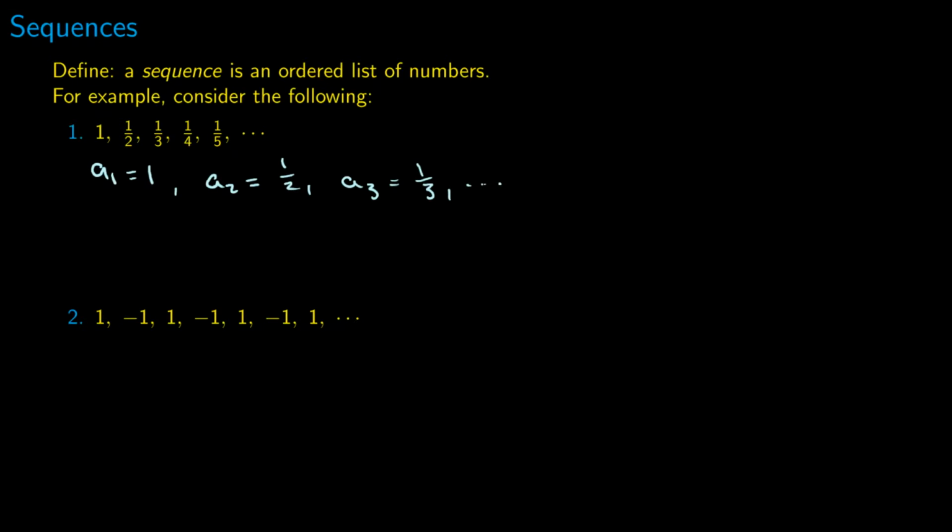And if we wanted to know the nth term of this sequence, we would have to find a formula for A_n, the nth term of the sequence. And it's not too hard to see. The formula should be 1 over n.